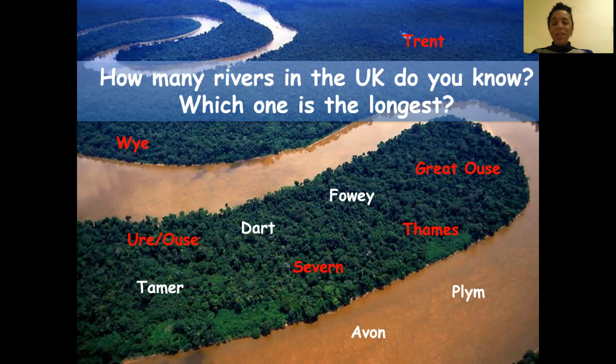and the next question is, can you choose one of these rivers? Because one of them is the longest river in the United Kingdom. Which one do you think it is? Write it down in your book. So write down the name of one of the rivers that you can see on the screen. Just make a decision. Which one do you think is the longest?